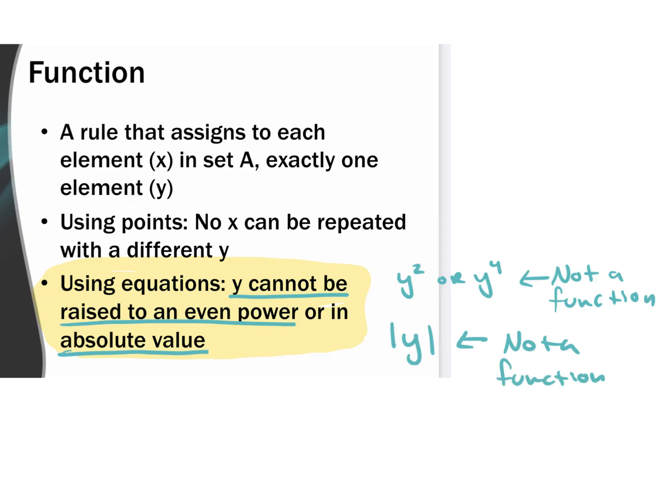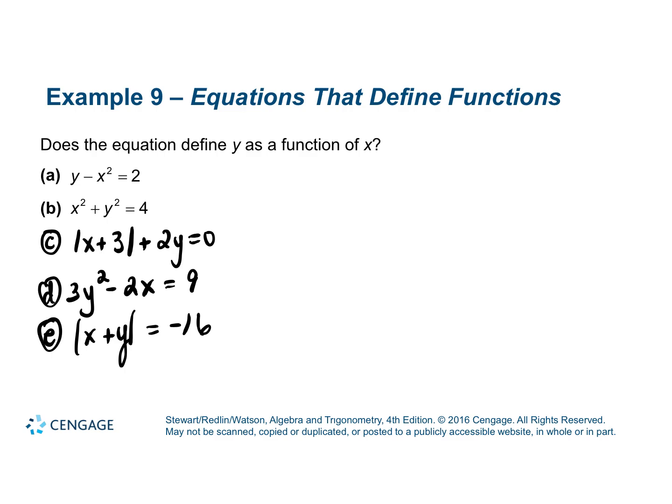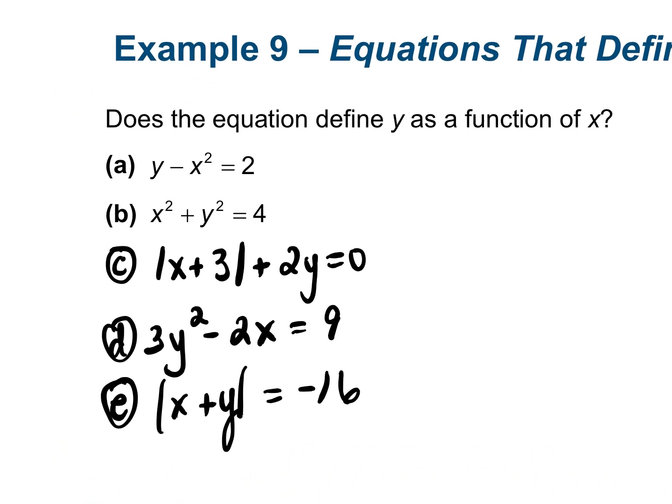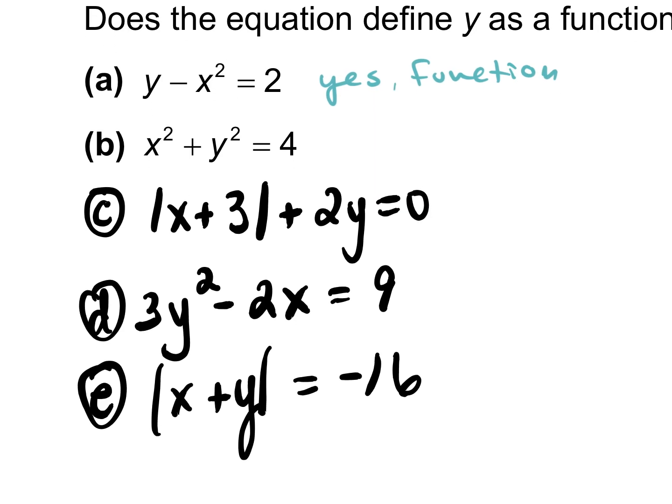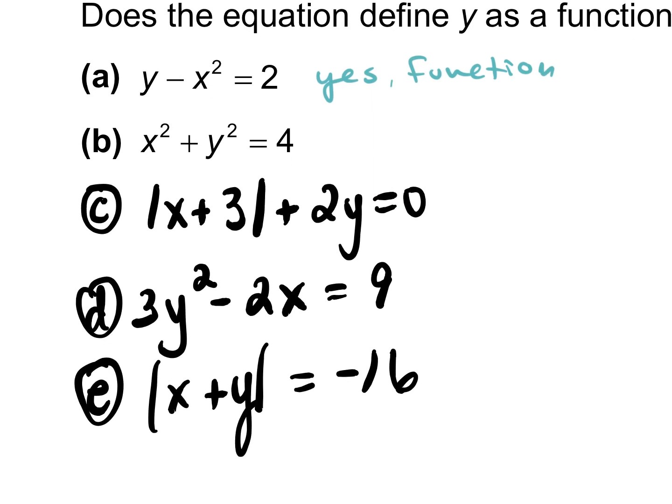You gotta wait for Julian. All right, so in example 9, it just says, does the equation define y as a function? Here, does y have an even exponent? Or is it in an absolute value? No, so this is a function. Yes, function. You could just say yes. What about for b? Y has an even exponent. Can y have an even exponent? No, so no, not a function.